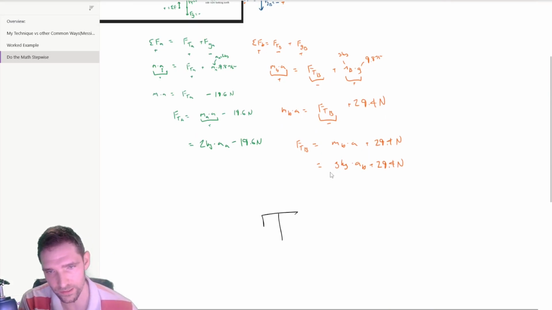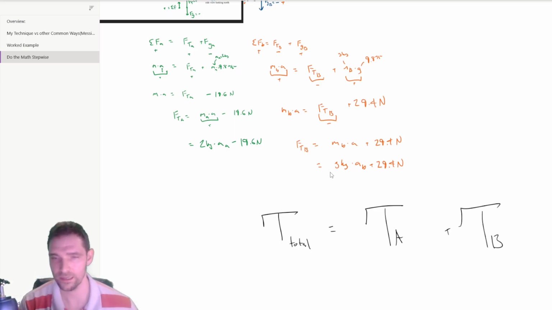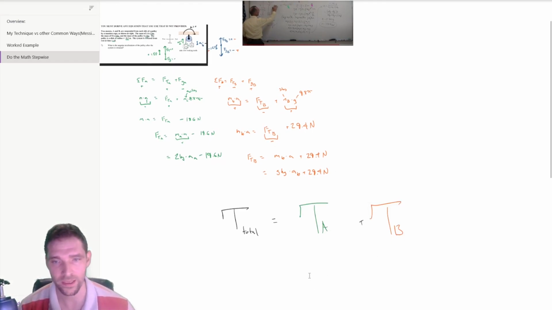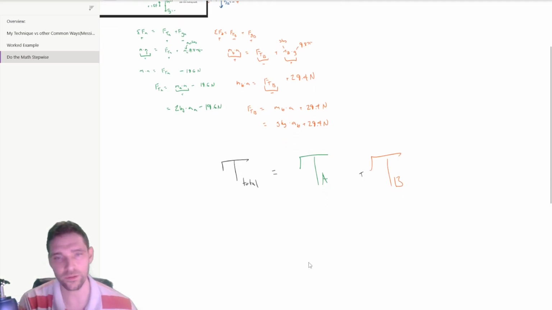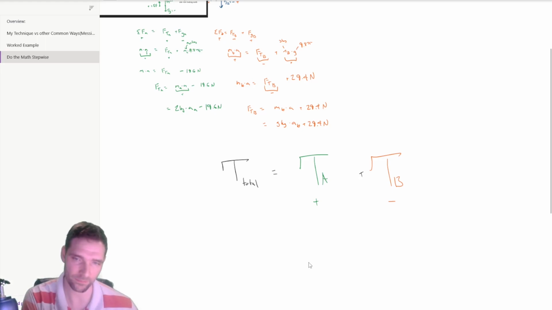This is our torque total, which is equal to the torque of A plus the torque of B. And let's keep the colors consistent, seeing how we've been using these two colors for these two. And we know that these two torques should have opposite signs. One's going to spin positive, the other one's going to spin negative.